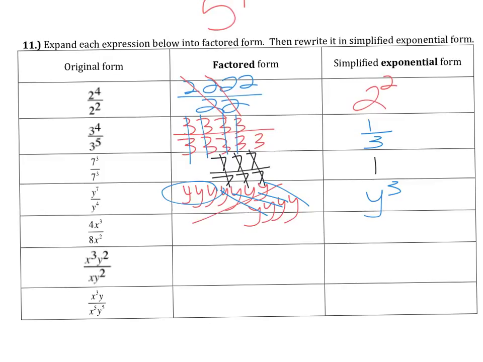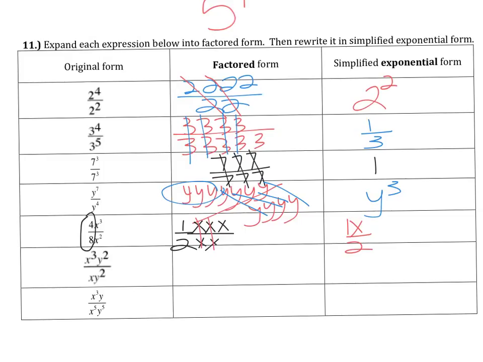In the next problem, we are going to throw in a coefficient. So we are going to take that 4 and divide it by 8 like we normally would. So 4 divided by 8 is going to reduce to 1 over 2, 1/2. So we have 1 times x times x times x in the numerator over 2 times x times x. And now we can simplify our variables, so we are left with 1x divided by 2.